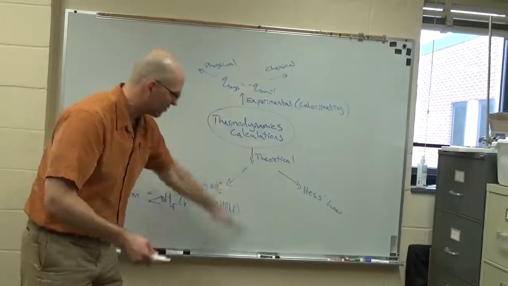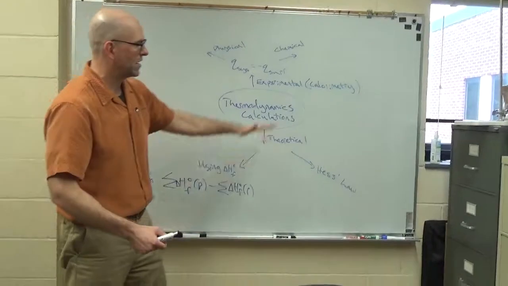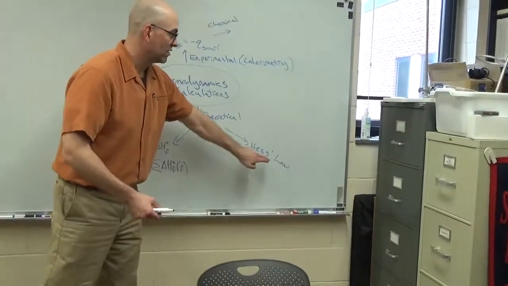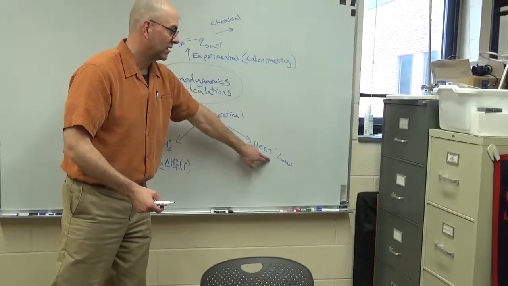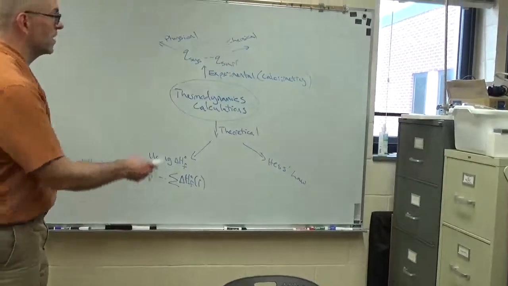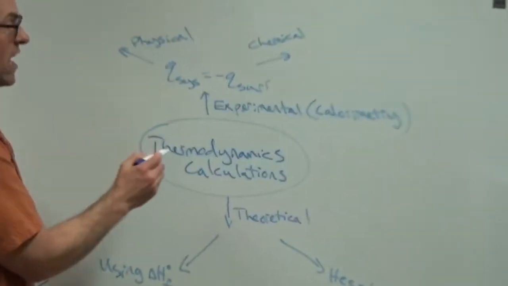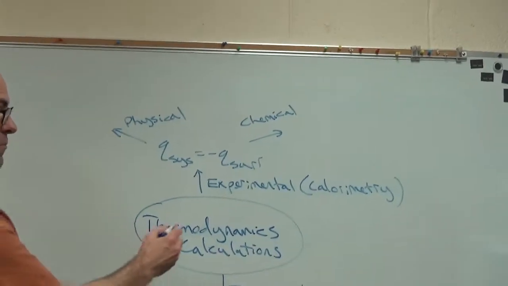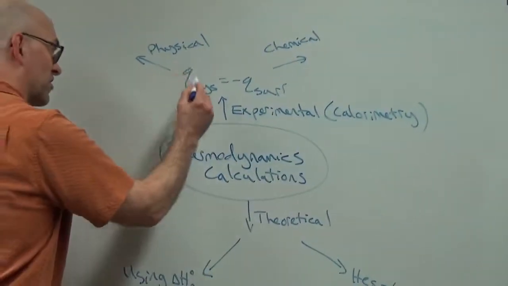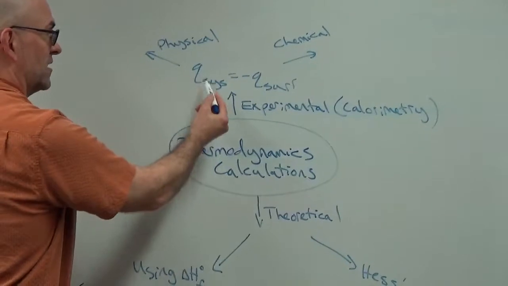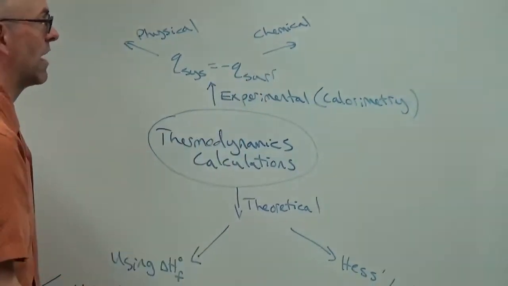But those are theoretical calculations. So heats of formation, Hess's law, and those of you in lab will see this in lab later in the semester. What I want to emphasize is the quiz. The quiz had 2 different kinds of calculations. They're both calorimetry, so they both start from the calorimetry equation. The heat of the system is the opposite of the heat of the surroundings.